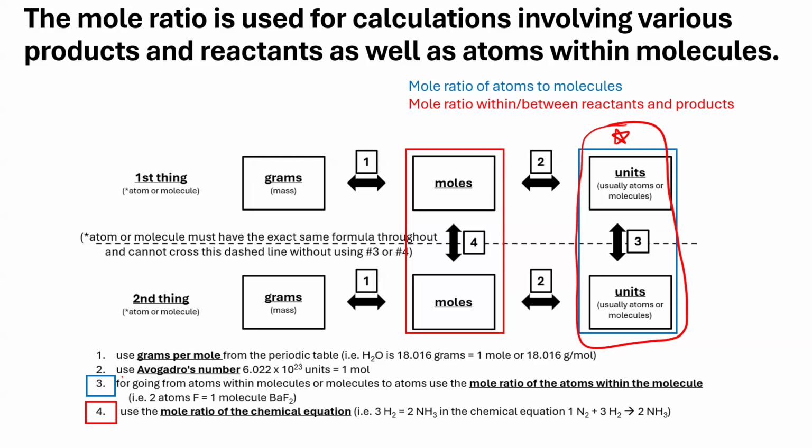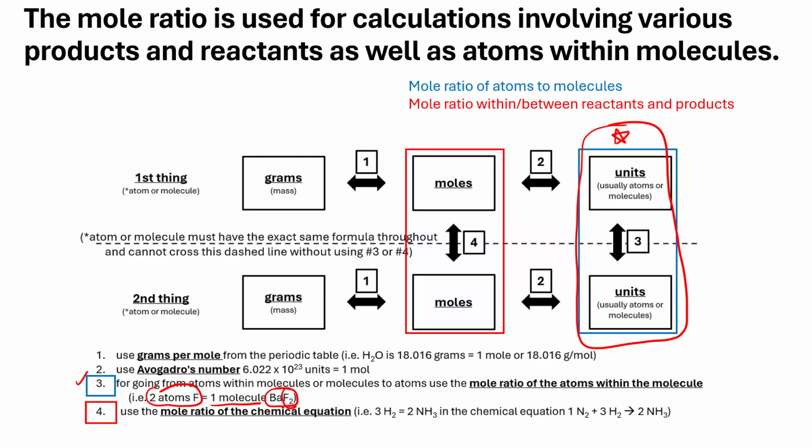So number 3 here is where you're going to go from atoms within molecules, or molecules to atoms. You're going to use the mole ratio of the atoms within that specific molecule. Like we did with water. Here, if you look at BaF2, you could see that there are two fluorines, right? Two atoms of fluorine for every one molecule of BaF2, which is barium fluoride. All right, we've done that before, just lightly.